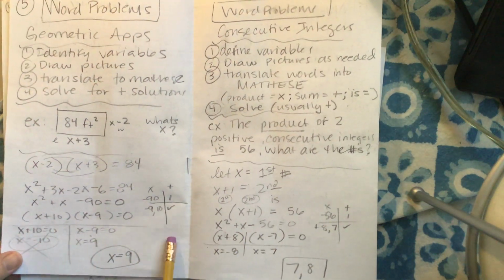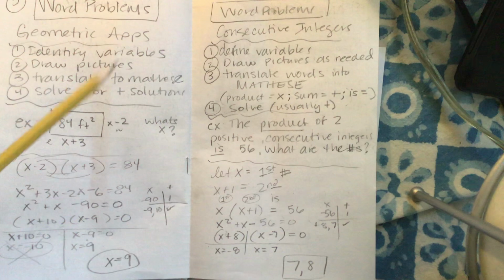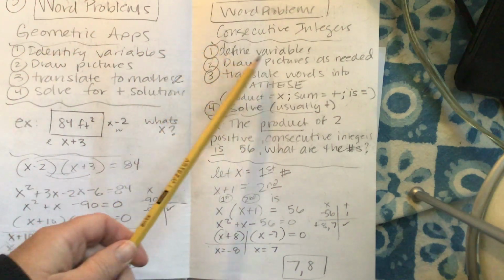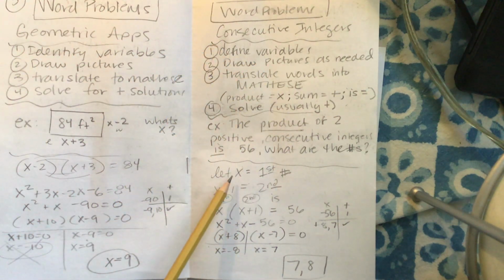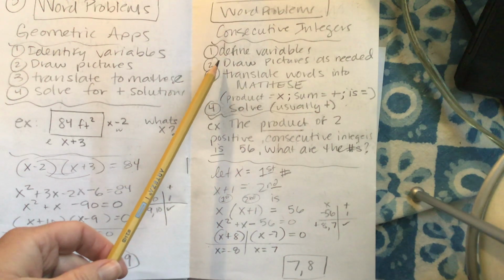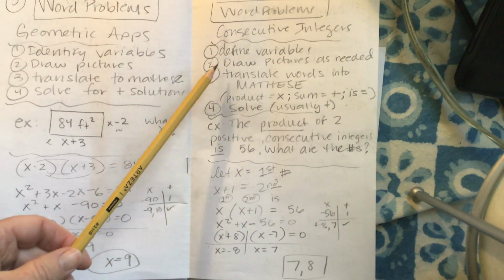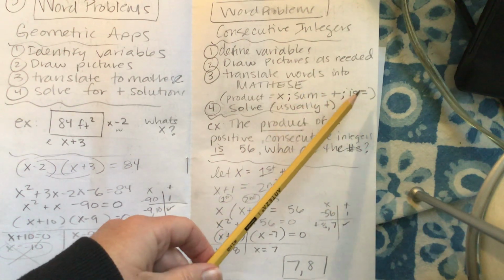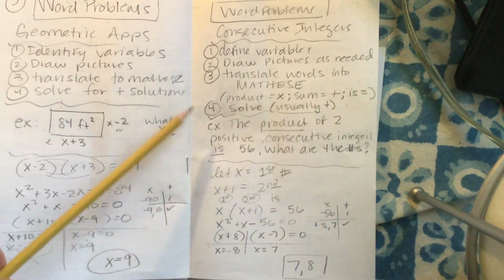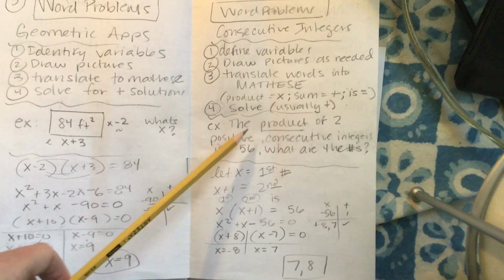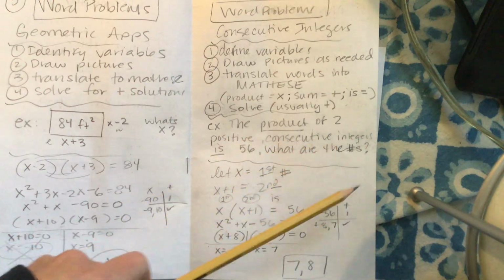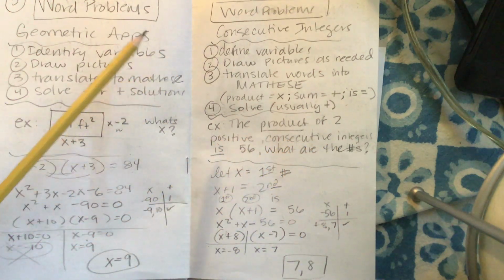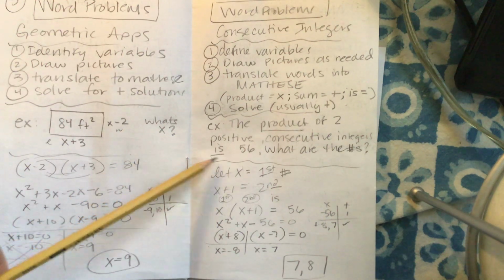Again, you have to read the instructions carefully. Define your variables. That's when you do the let x be, right? Draw pictures if you want to. Translate the words into mathese. Remember, product is always multiply, sum is add, is always use the equal sign. And then solve, okay? So if you have the product of 2 positive consecutive integers, remember an integer is a whole number, right? Is 56.